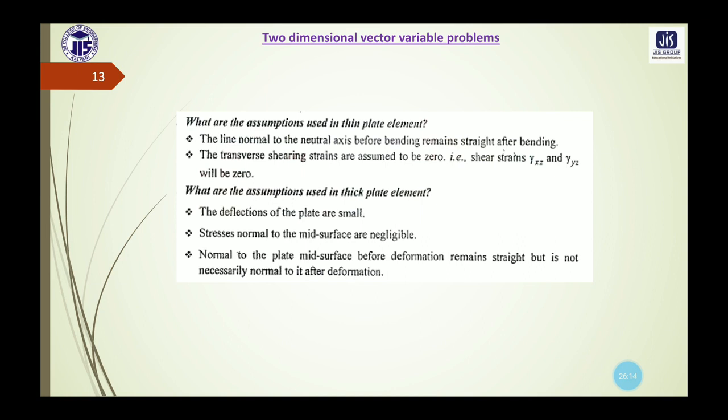Next we have the questions regarding the thin plate element, that is, what are the assumptions used in the thin plate element. The line normal to the neutral axis before bending remains straight after bending, and the transverse shear strains are assumed to be 0, that is, the shear strains gamma xz and gamma yz will be 0. So these are the assumptions that we have considered in case of the thin plate element.